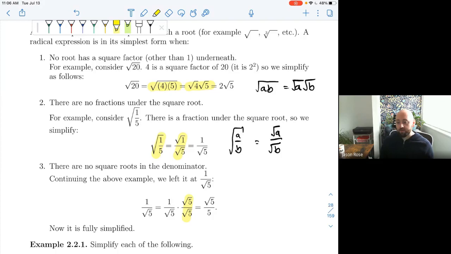So root 5 over root 5, that is just 1. Really, all you've done is multiply 1 over root 5 by 1. The square root of 5 times the square root of 5 is just 5. And now you've taken the square root out of the denominator. It's root 5 over 5 now. Okay? Are there any questions about those? Everyone confident enough on those?